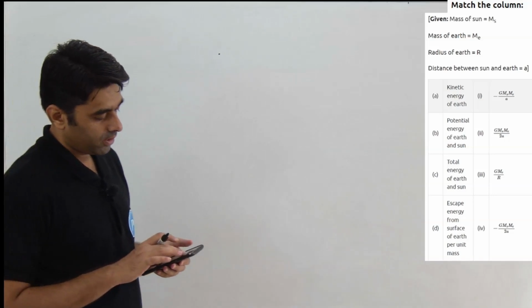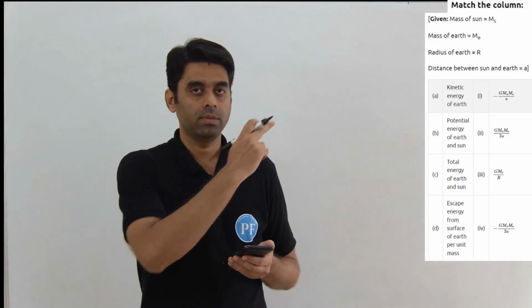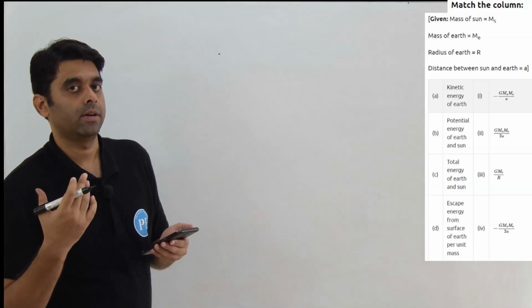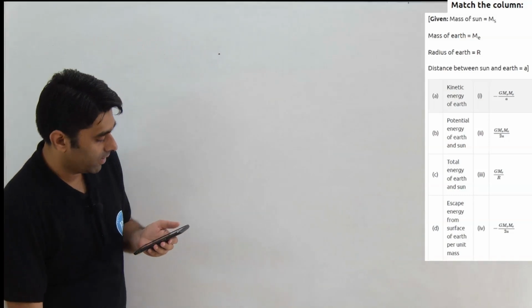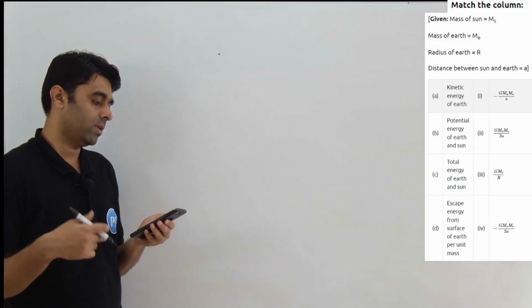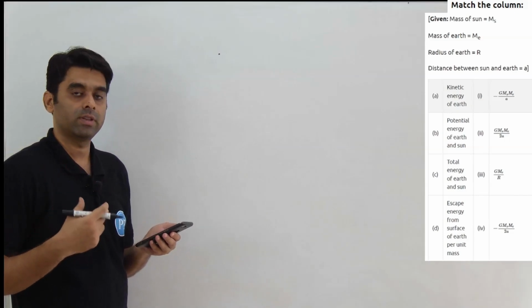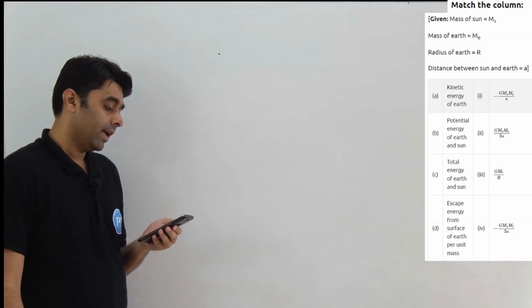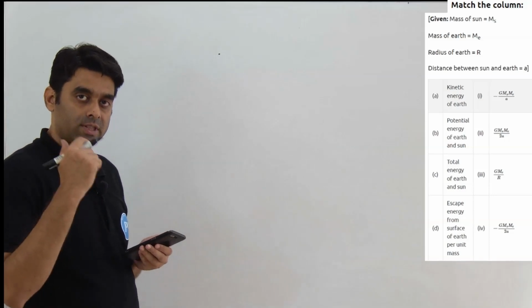Yes. So next we have a match the column. The question is there in front of you, right? Different physical quantities they have given. They have given mass of sun as ms, mass of earth as me, radius of earth as r, and distance between sun and earth as a, right? Kinetic energy of earth. These are all standard results.